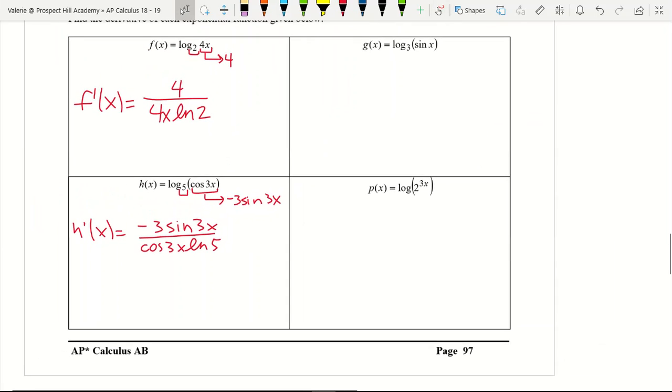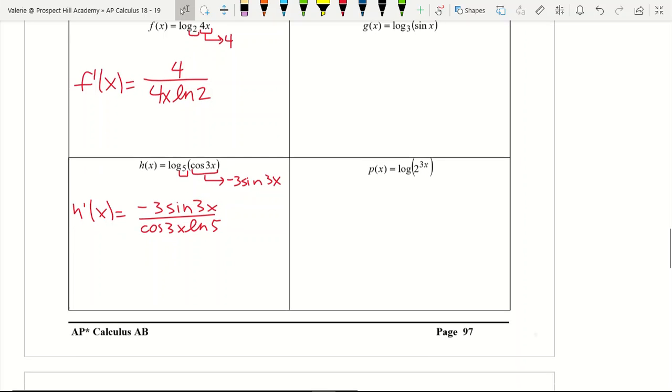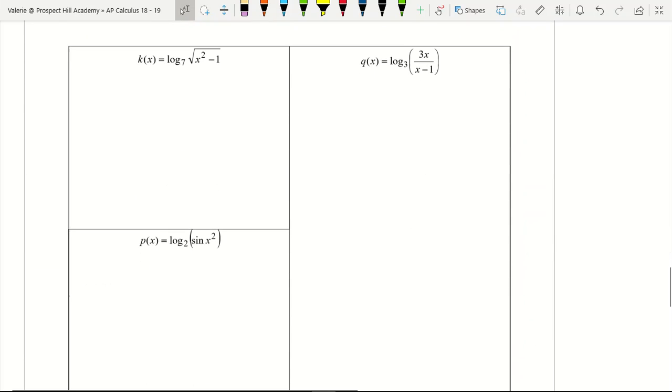Okay. I'd like you to work on g of x and p of x on your own. And we're going to move on to the back. Page 98. So for page 98, I'm only going to do 2 problems on this page. I will do k of x, and then I will do the problem down at the bottom of the page.